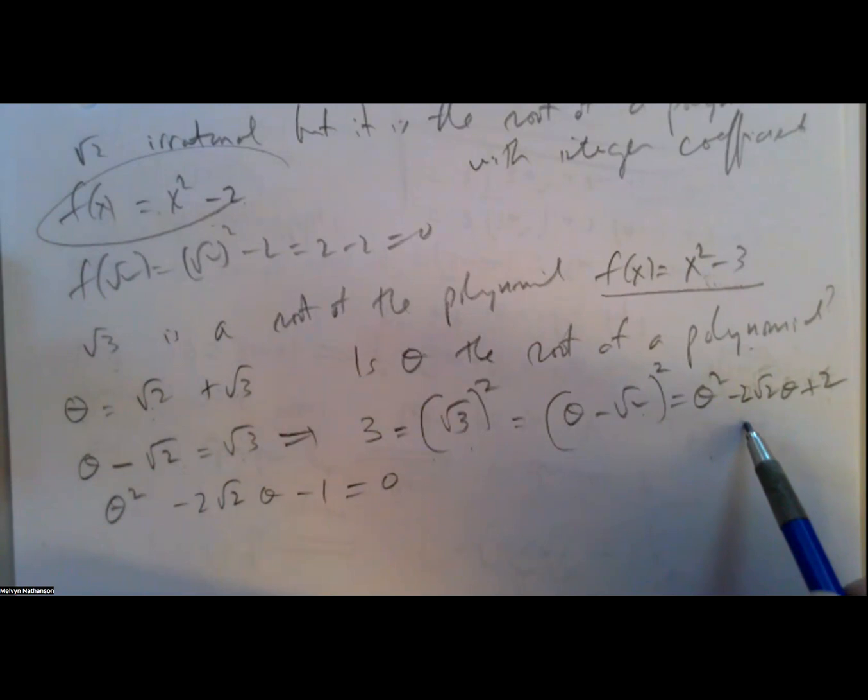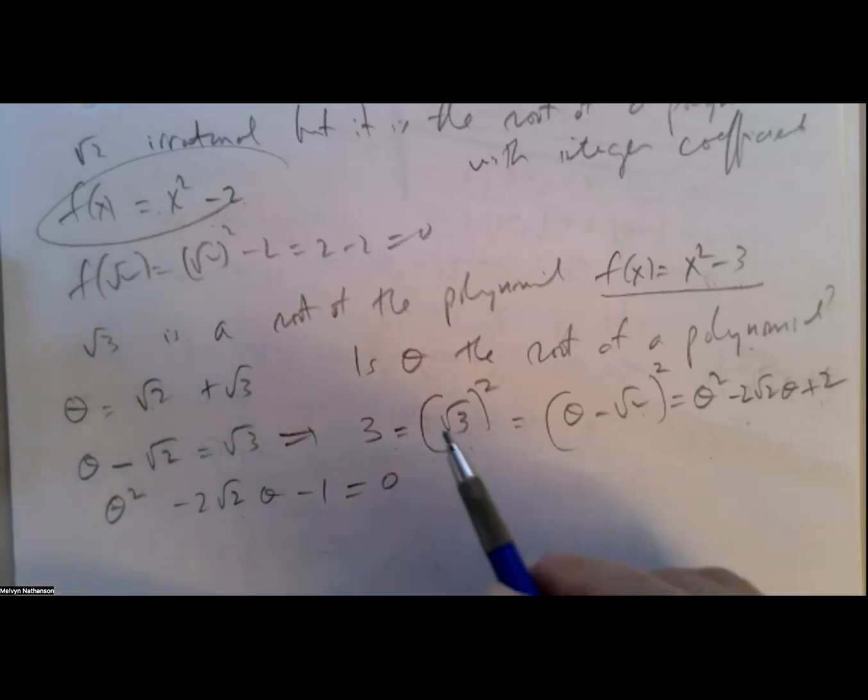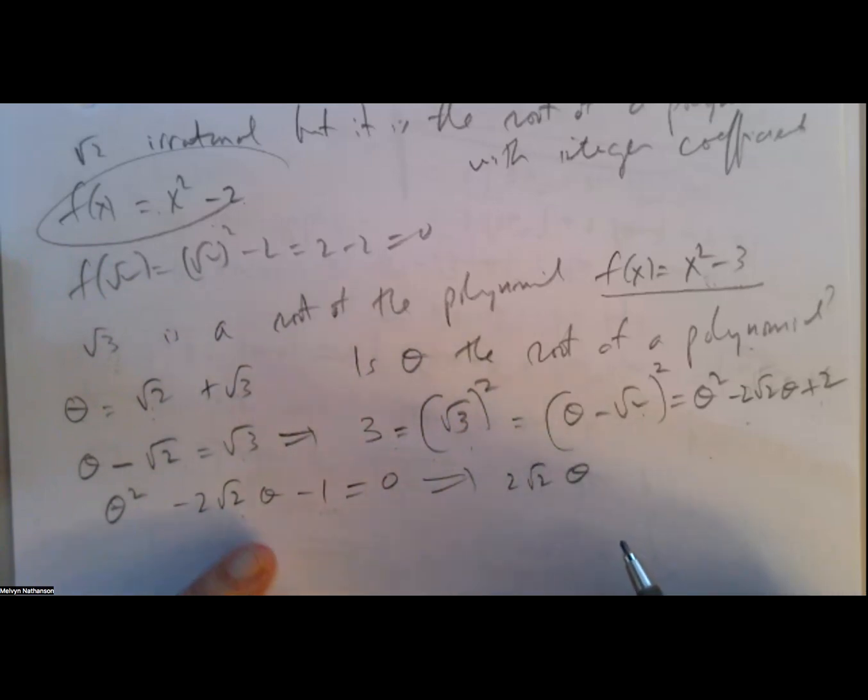Well, let's see. If I let theta minus root 2 equal root 3 and I square both sides, I get 3 is theta squared minus 2 root 2 theta plus 2. If I bring the 3 to the other side, I get theta squared minus 2 root 2 theta minus 1 is 0. Let me rearrange this. I get 2 root 2 theta is theta squared minus 1.